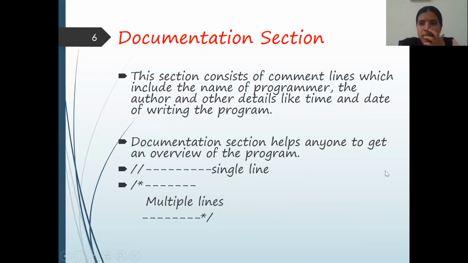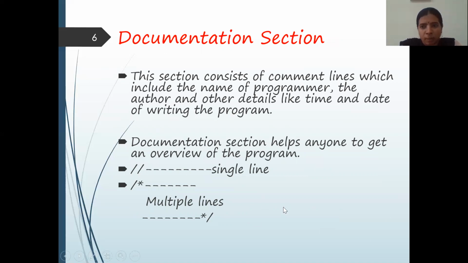What does documentation section contain? So the documentation section contains comment lines, which are used to include the name of the programmer, details about the programmer, inputs taken, output expected, date and time, etc. Documentation section helps us to easily maintain and understand what the program is all about.